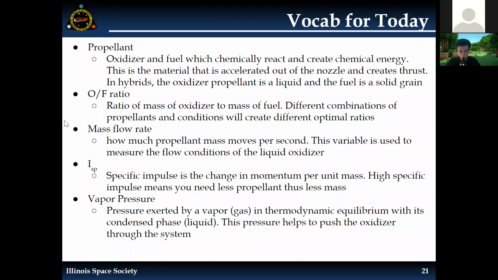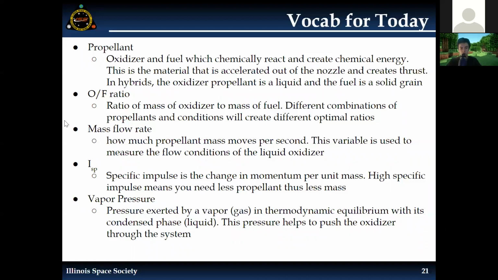ISP, or specific impulse, represents the change in momentum per unit mass. What that basically means is it's basically like efficiency, like gas mileage in a car. Why it's important is that the higher your specific impulse, the less propellant you can carry to get the same thrust. If you have less propellant, you have less mass. In anything in aerospace, less mass is good because there's less gravity affecting it.